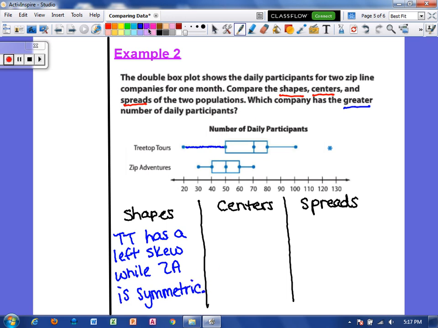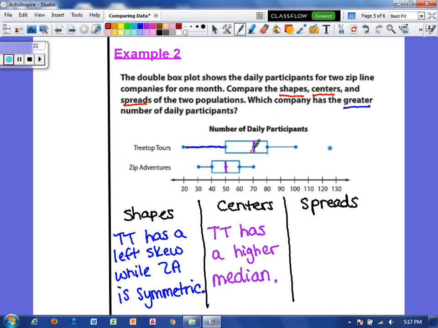Now let's compare the centers. So Treetop Tours has a center at 70, and Zip Adventures has a center at 50. So we could say that Treetop Tours has a higher center, or median, since that's the median in a box plot. So I'm going to say Treetop Tours has a higher median.